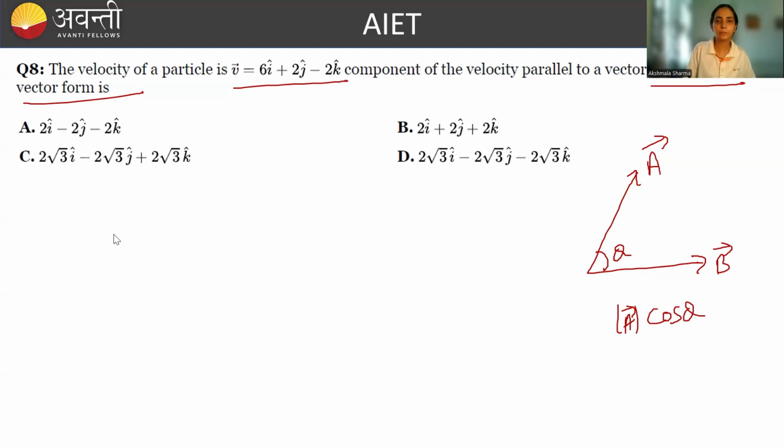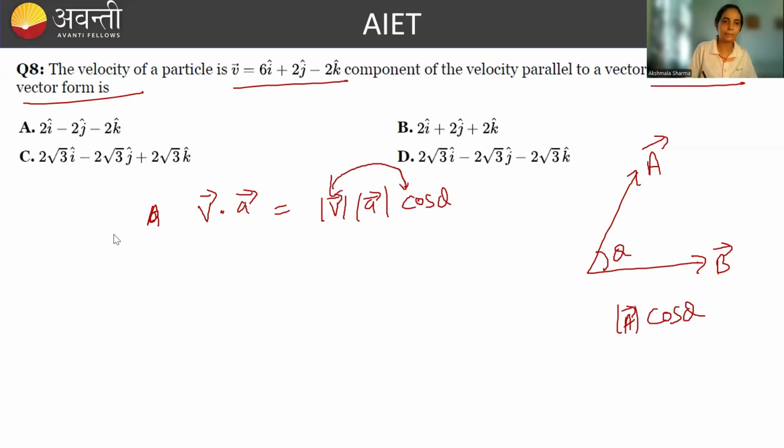How to calculate it here? Because theta is not given, right? What we can do here, see, you know the dot product. So the dot product of the velocity vector V with vector A will be equal to mod V mod A cos theta, where theta is the angle between V and A. We have to calculate the component of velocity parallel to A. It means we have to calculate mod V cos theta. So mod V cos theta can be written as V dot A divided by mod A. This is the magnitude of the component of velocity towards A, but we have to write it in vector form.